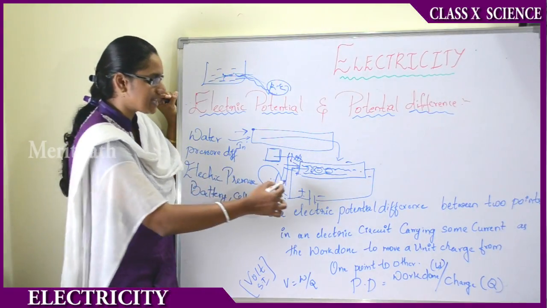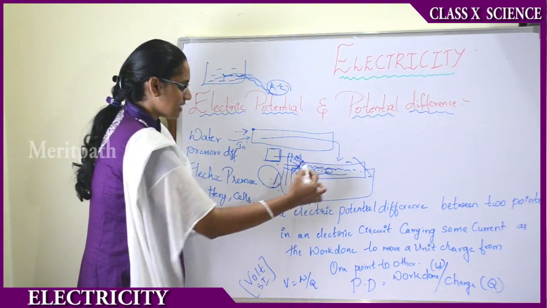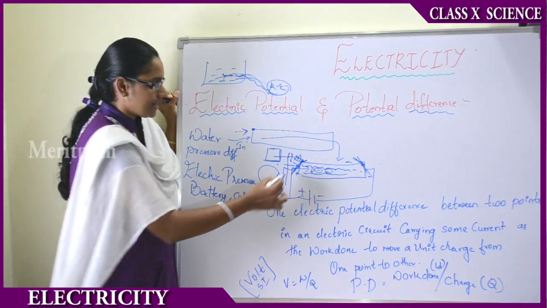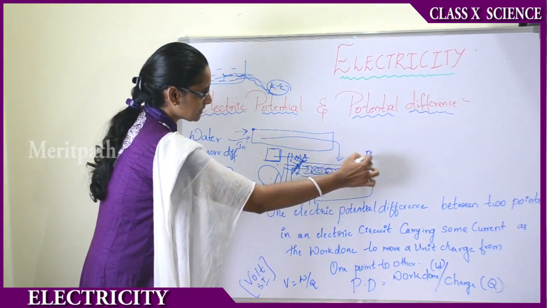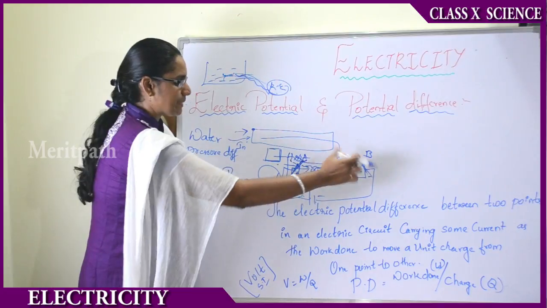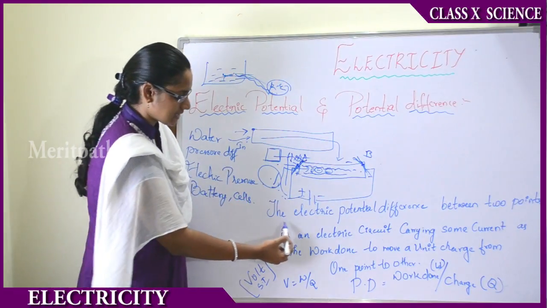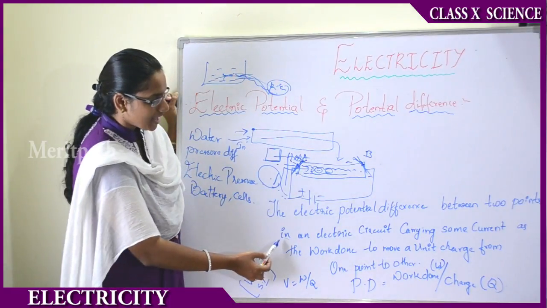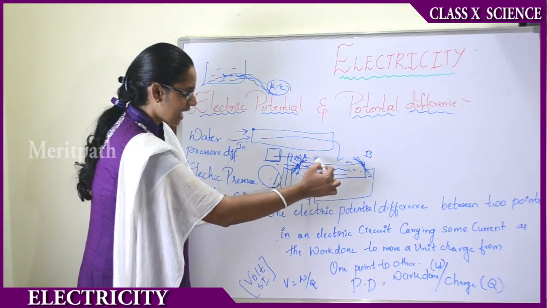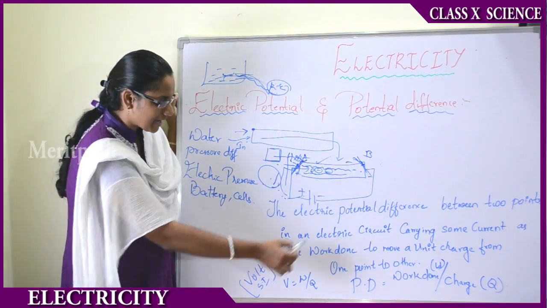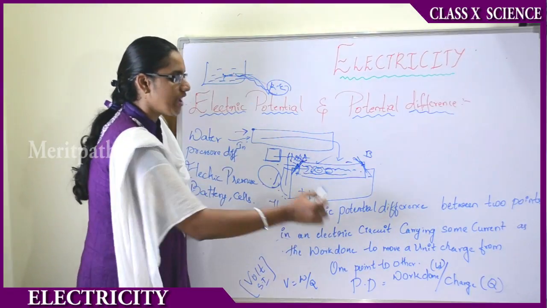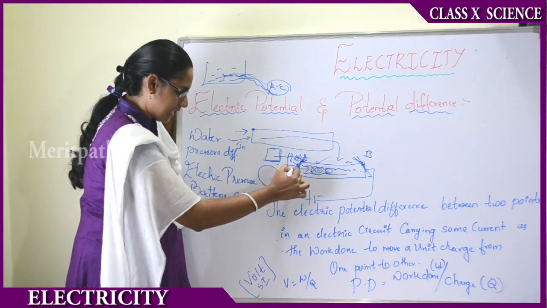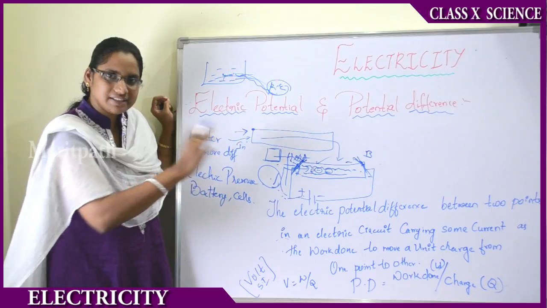As I have said previously, consider the electric potential difference between these two ends, this is one end and this is the other end, A and B. The potential difference between these two points, as the statement given here says: the electric potential difference between two points in an electric circuit carrying some current is the work done to move a unit charge from one point to another. That means these two ends have a potential difference, right?